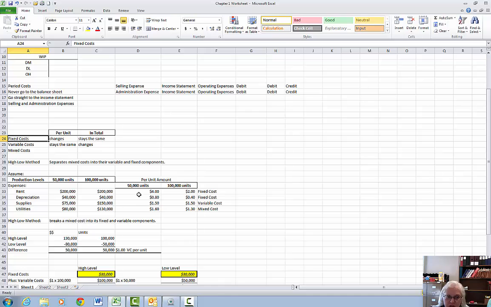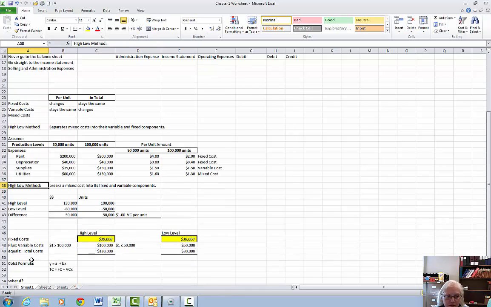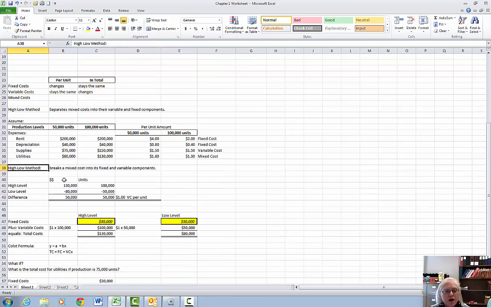So that tells me, because it has a fixed cost and a variable cost component, it is probably a mixed cost. So what we're going to do is break down that mixed cost into its fixed and variable components by using the high-low method. So I'm going to take my dollars divided by units to get a cost per unit. I'm going to choose a high level and a low level. I just happen to have the 50,000 and the 100,000 there.